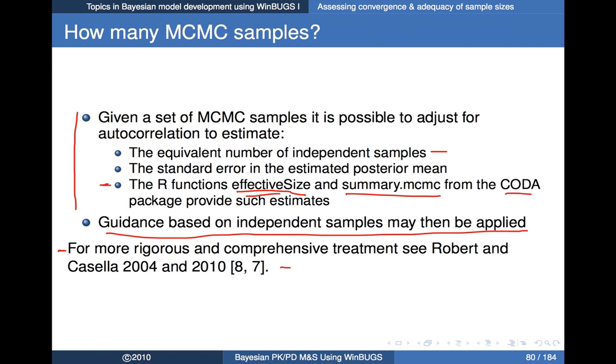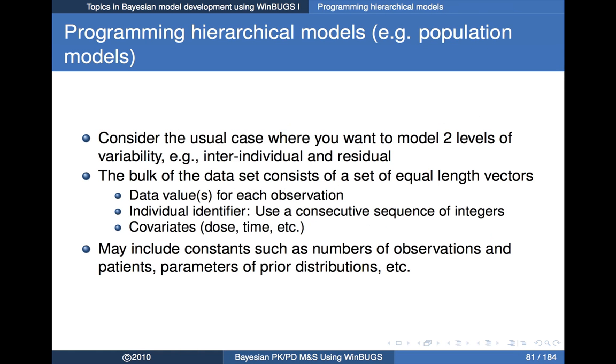Okay, so that's pretty much the coverage I was going to do about convergence and numbers of samples. Let's move on to the next topic, which is how we program hierarchical or population models using BUGS. This probably has more to do with the plumbing in BUGS than with Bayesian stuff per se, but we'll need this as a tool when we move forward.